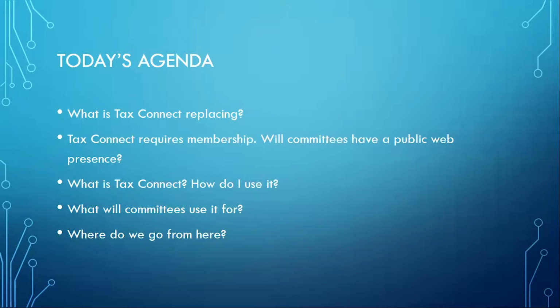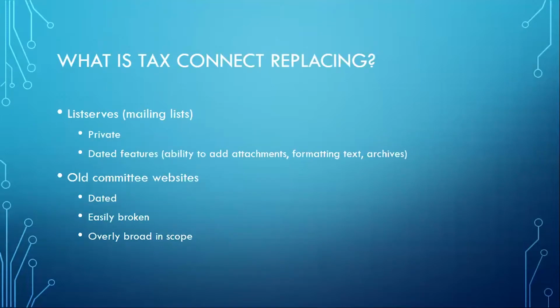Then we'll move into Tax Connect itself. What is it? How do you get there? How do you use it? And what will committees use it for? And then we'll have some suggestions on where we can go from here. Okay, so what we're going to do first is just take a look at what is Tax Connect replacing.